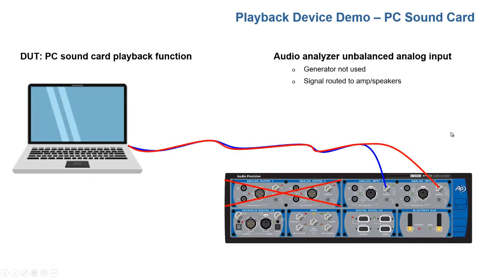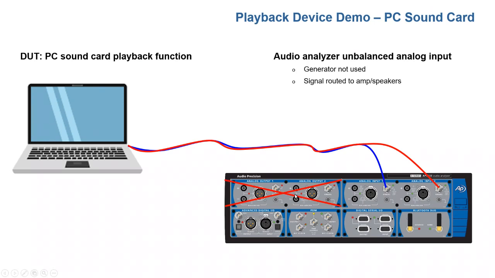So we're going to do a little bit of a demonstration here on a device in an open loop configuration. And my device today is the sound card of a PC. So I have a laptop on my desk, and I'm looking at the analog output of the laptop. Of course, it's stereo, so I have two channels connected. And I have cables going from the analog output to the unbalanced analog inputs, channel 1 and 2 of the audio analyzer. In this case, I'm not using the generator section, so I've just crossed it out here.